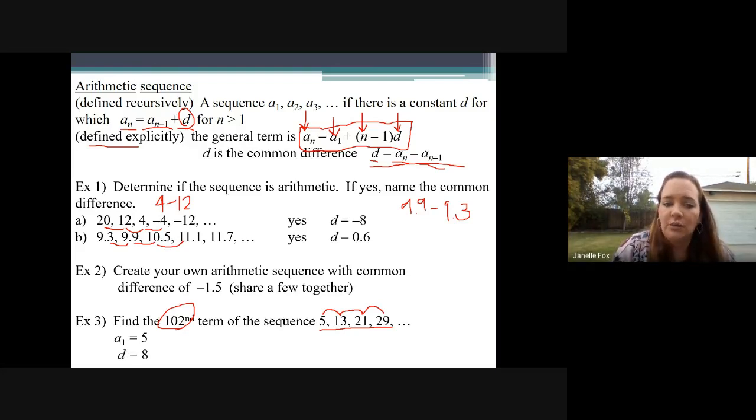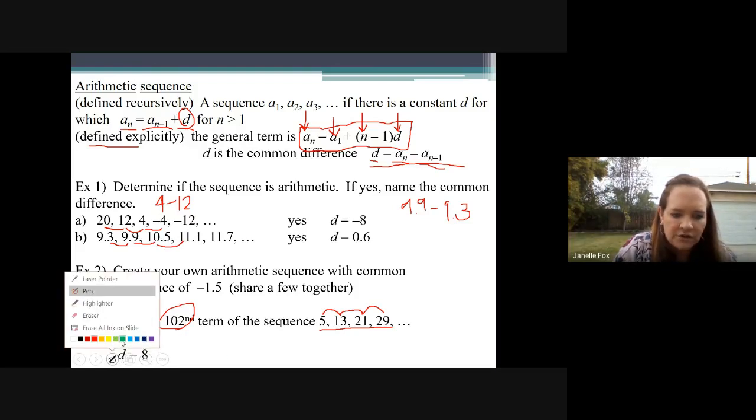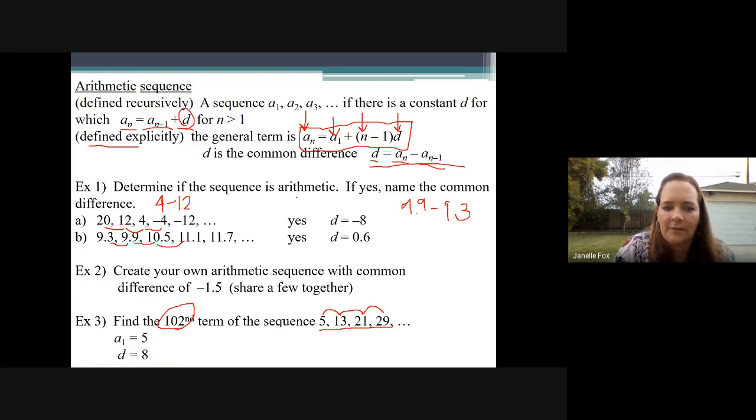So we're going to write the general term. Remember way up here, I'm going to switch colors just so we know what we're doing. Way up here, this is the rule for an arithmetic sequence explicitly defined. So we're going to have the 5, which is our first term, plus n minus 1. In this case, your nth term is 102, the 102nd term that we're trying to find, minus 1, and then times 8.